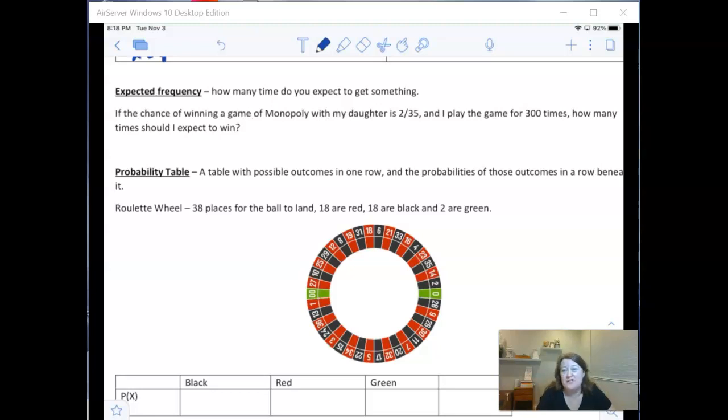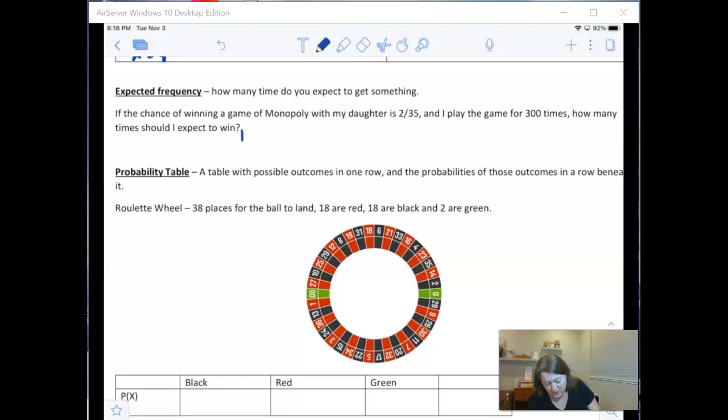But about maybe 2 out of 35 games or so, I might win. So if I play 300 games with her, how many games should I expect to win? That's an expected frequency. So how many games would I expect to win? So let's see, what would I do for that?